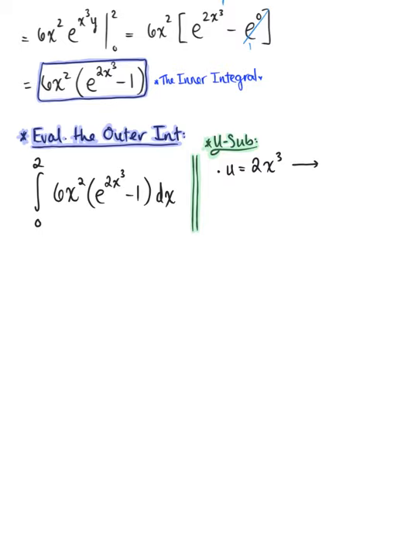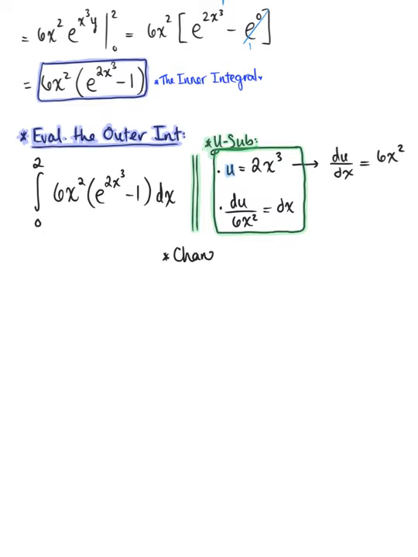Now differentiating with respect to x, the derivative of u with respect to x is equal to 6x squared. Keeping in mind that we're trying to replace the variable x with u, we want to solve this differential for dx. So this leaves us with du divided by 6x squared is equal to dx. So here are the variable and differential substitutions. But notice we have a new variable now. Our variable is u, so we need to change the bounds to match this new variable.